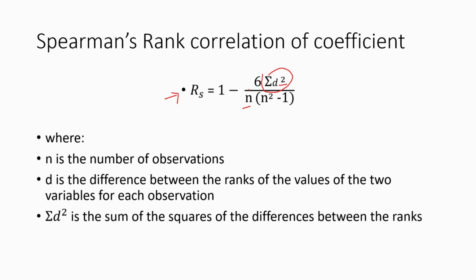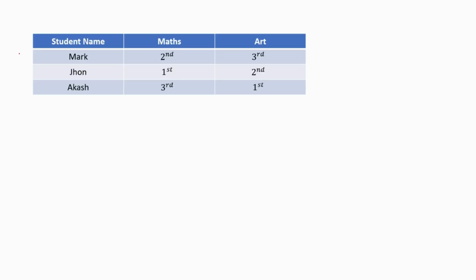Let's do an example so that we will understand how to calculate the Spearman's rank correlation coefficient. Here is an example. There are three observations, so n equals 3. There are 3 students in a class: Mark, John and Akash. Mark has the second highest results for maths, John has the highest results for maths, and Akash has the third highest for maths. Likewise, the ranks have been given for each student for each subject.